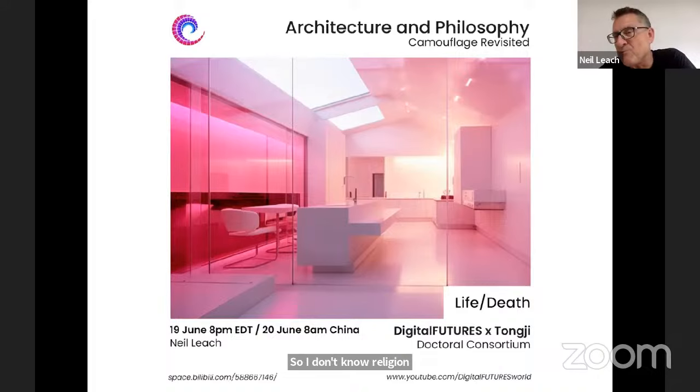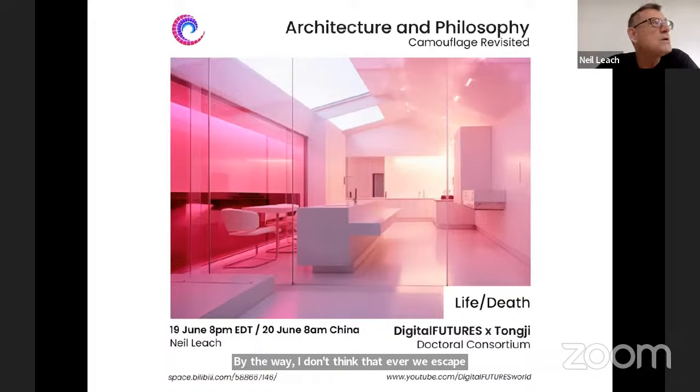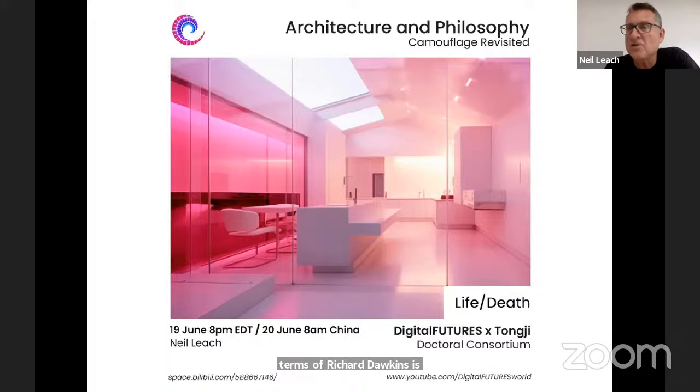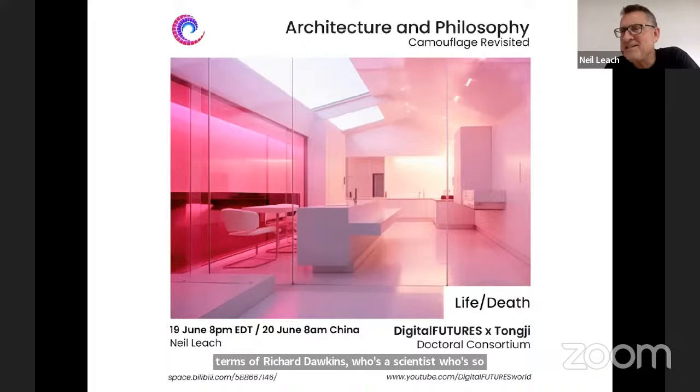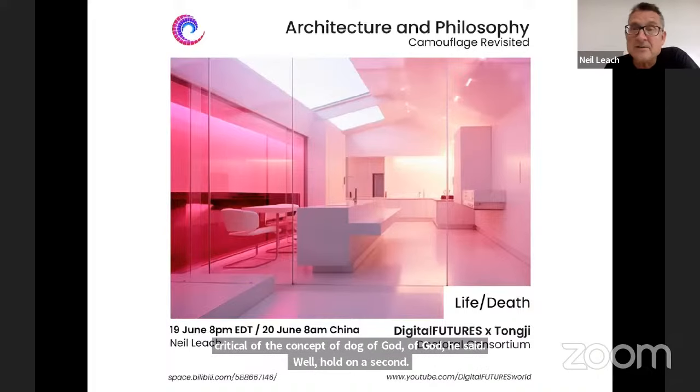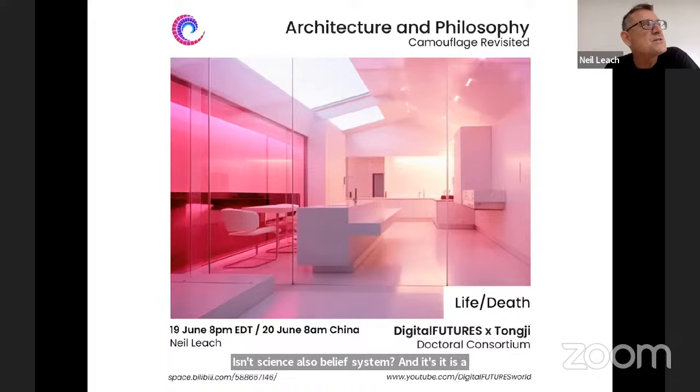I don't think we escape religion, by the way. I don't think we ever escape religion, or rather, let's say religiosity, because when you displace religion, you get other forms of religiosity that creep in, whether it's recycling glass or whatever it is. That's a belief system. And the point has been made in terms of Richard Dawkins, a scientist who's so critical of the concept of God. They say, well, hold on a second, isn't science also a belief system? And it is, in some senses.